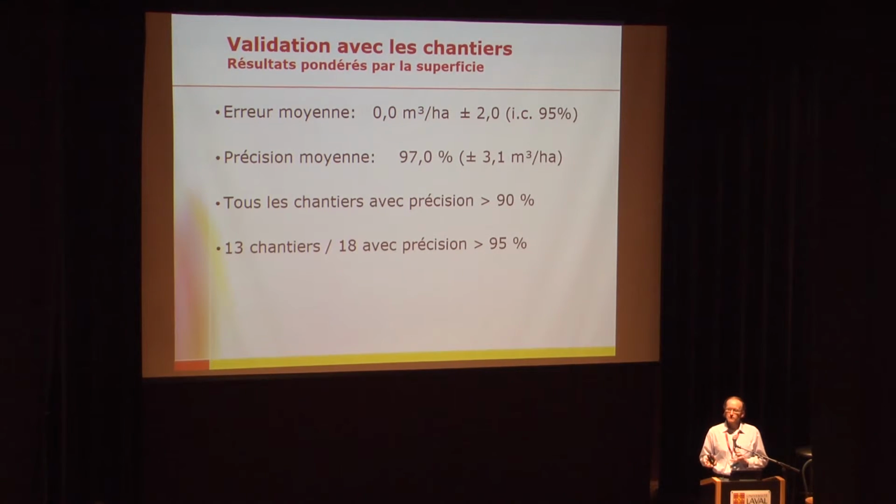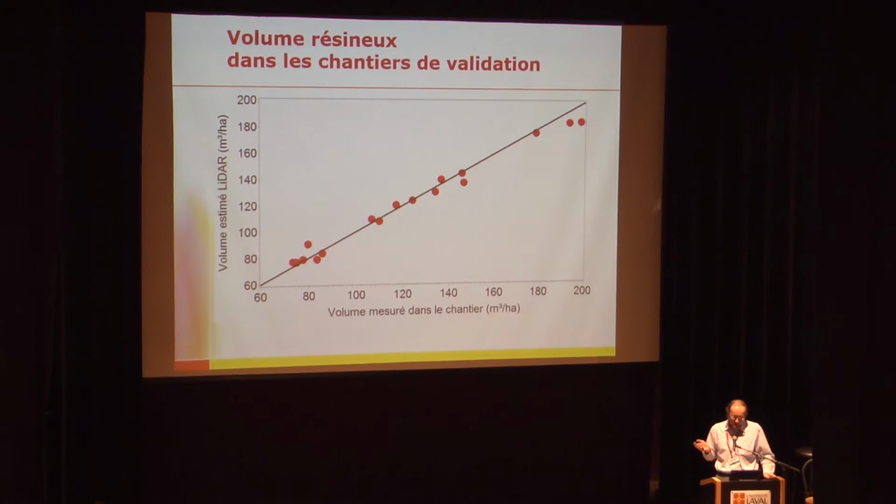The result is that we used 18 harvesting sites, and we used these sites to validate the volumes. And for the time being, it's going very well. The average error is 0 cubic meter per hectare, so there's no bias. And the average precision is 97%. That means that we have approximately plus or minus 3.1 cubic meters in all 18 harvesting sites we have evaluated on average. All work sites have a precision greater than 90%, and 13 out of 18 had a precision of more than 95%.